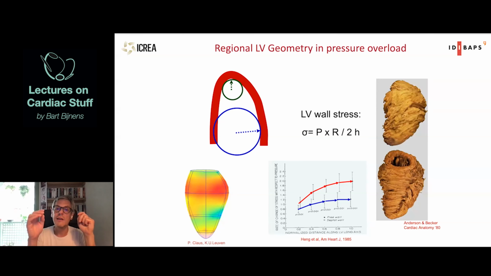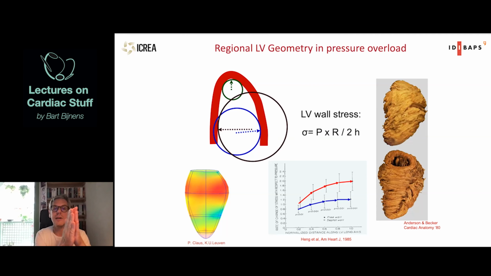Now, if we look at the other regions of the heart, the lateral wall, the free wall of the left ventricle, is much flatter. So intrinsically the wall stress is a lot higher, and that's also why a normal ventricle is thicker there. When we look at the septum, as I showed in that picture before, the septum is the flattest area, especially the mid-septum. So wall stress is intrinsically the highest there.